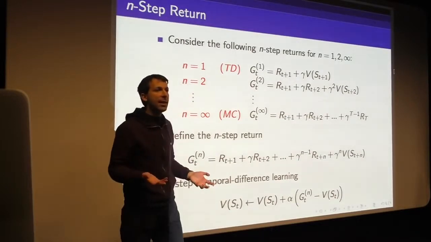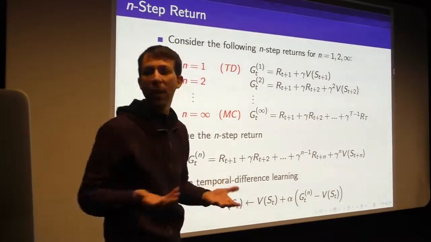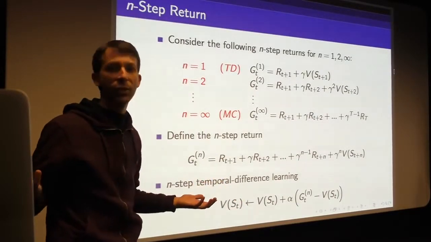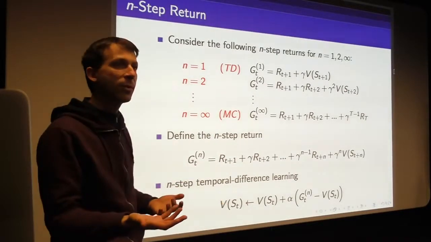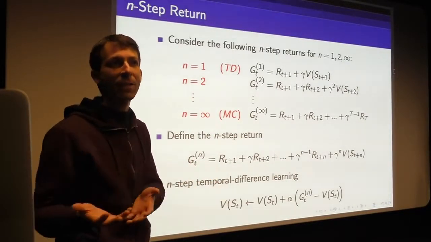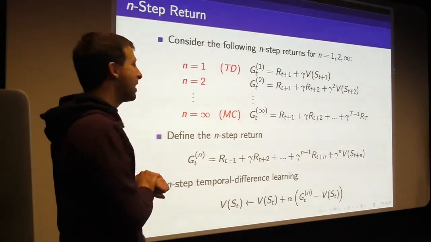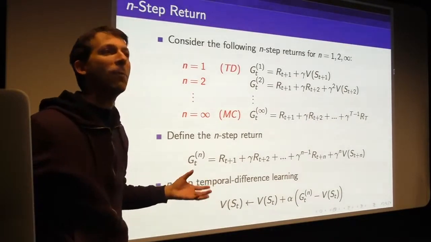So this is valid for any n. So which n is the best? That's the natural question. Should we be using n equals 0, which was TD(0)? Should we be using n equals infinity? Should we be using n equals 17? What's the right thing to do?